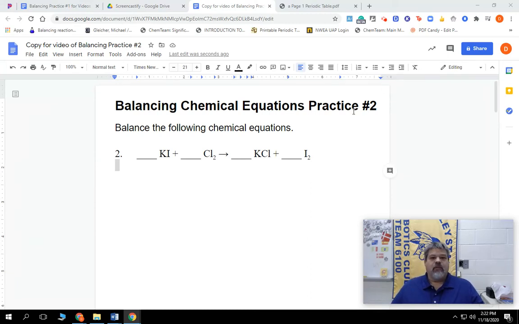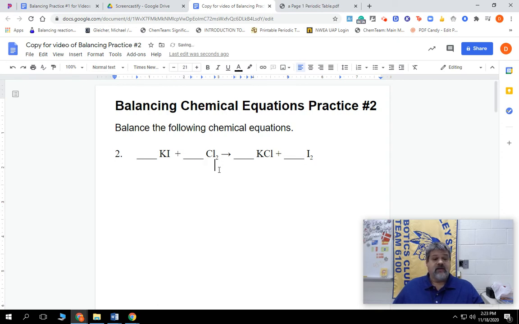Today we're going to go over practice sheet number 2 of the balancing chemical equations, and it's going to be problem number 2. So when we look at problem number 2, we have KI plus Cl2 yields KCl plus I2. Now again, it'd be nice if you knew the nomenclature to this. This is potassium iodide plus chlorine yields potassium chloride and iodine. So we're going to go ahead and start to balance this.